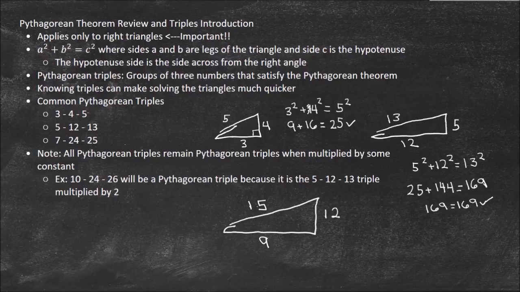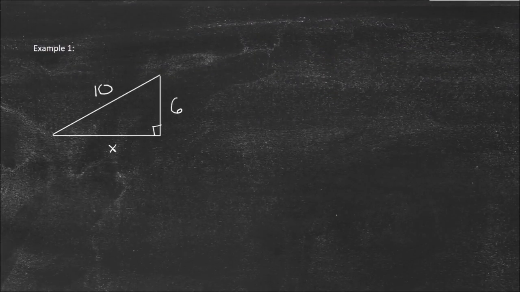So another example that I wrote down, 10, 24, 26 will also be a Pythagorean triple because it is the 5, 12, 13 triple with everything multiplied by 2. So I know this might be confusing right now. Let's just get into some practice and see how that works.